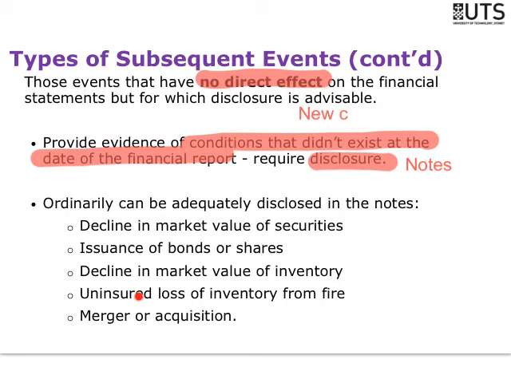And last but not least, a merger or acquisition. So if a merger or acquisition commenced after the year end, then it's a no direct effect, because the financial statements at the 30th of June still reflect the fact that this company is its sole entity by itself before the merger. Okay, so these are types of subsequent events.